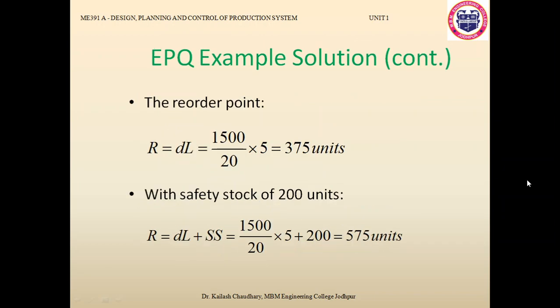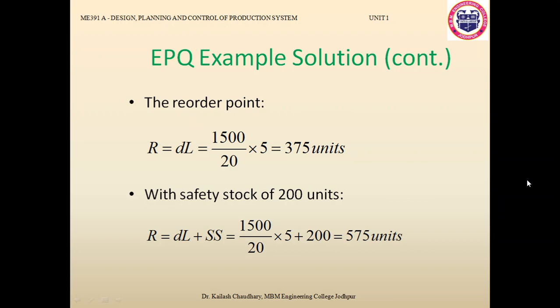So if you want to get the reorder point, in this case that is nothing but D multiplied by L, that is your demand and the lead time. Then if you have safety stock, you can simply add that safety stock to this reorder point. So if you need to keep the safety stock, it is 575 units, while if you don't want to use safety stock, R is simply D multiplied by L, that is 375 units.